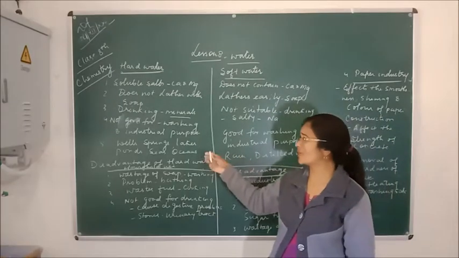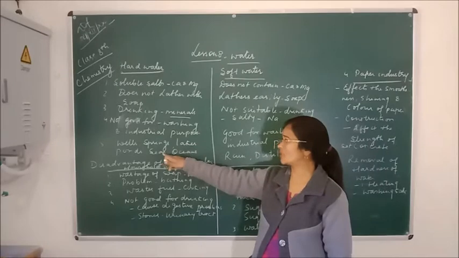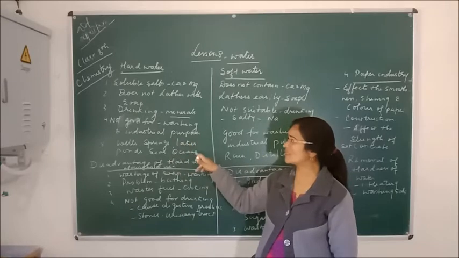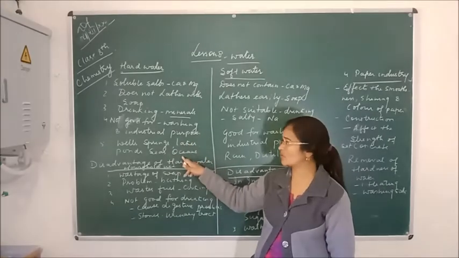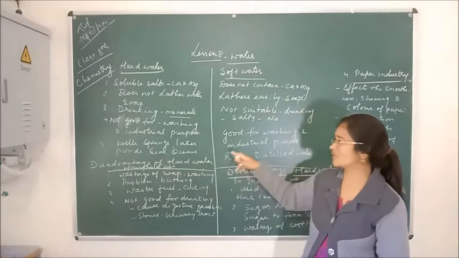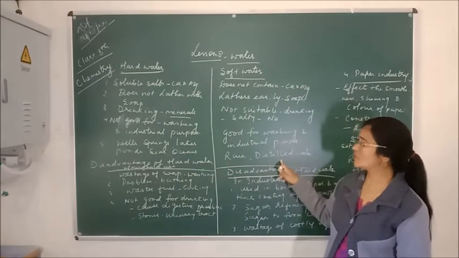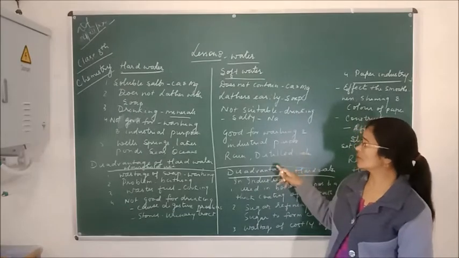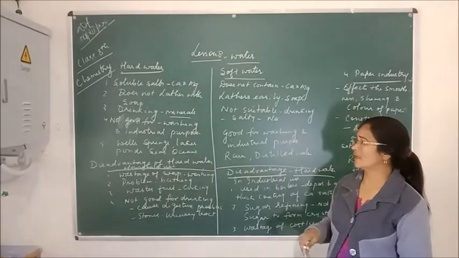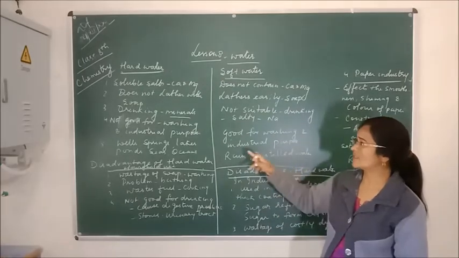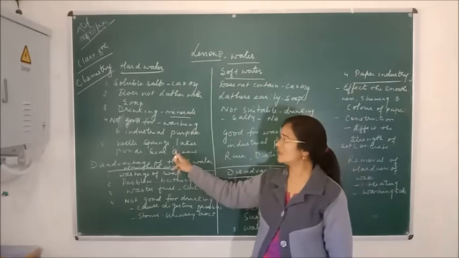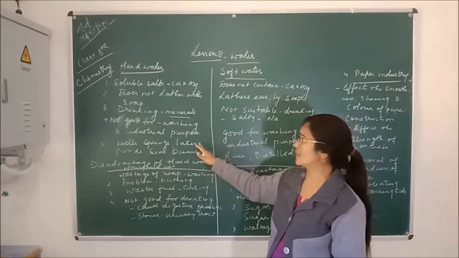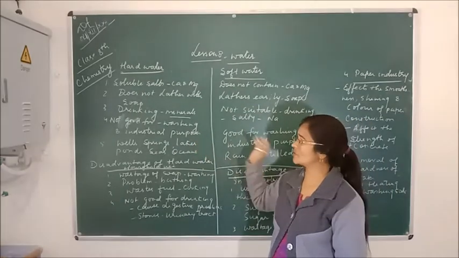Where is hard water found? Especially well water, springs, lakes, pond water, seas, and oceans. The water present in these resources is hard water because it contains a large amount of calcium and magnesium salts. Whereas soft water is especially rain water, because it does not contain any salts, and distilled water. So rain water and distilled water are examples of soft water, whereas wells, springs, lakes, and oceans have hard water. Now you understand the difference between hard water and soft water.